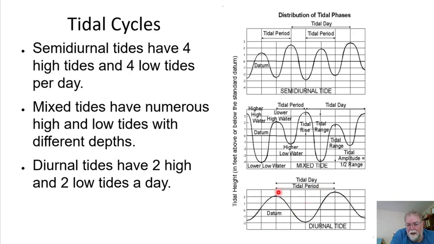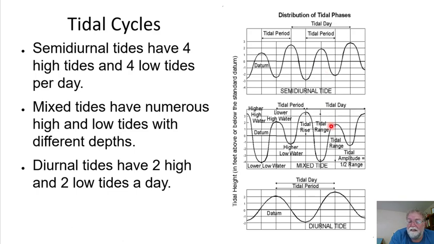You can see that here. Two high tides, two low tides, and that's fine. But in some places, you'll get four high tides and four low tides in a 24-hour period. Now, on the Gulf Coast of Florida, we have diurnal tides, two high and two low. But if you go over to the East Coast of Florida, they have semi-diurnal tides. They'll have four high tides and four low tides in a 24-hour period.